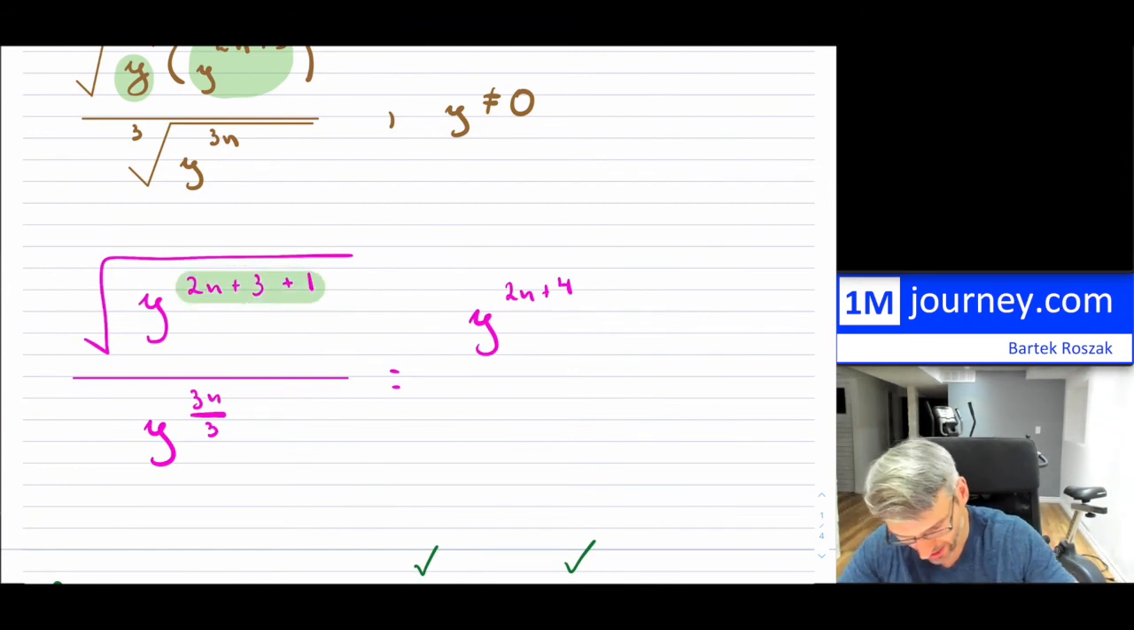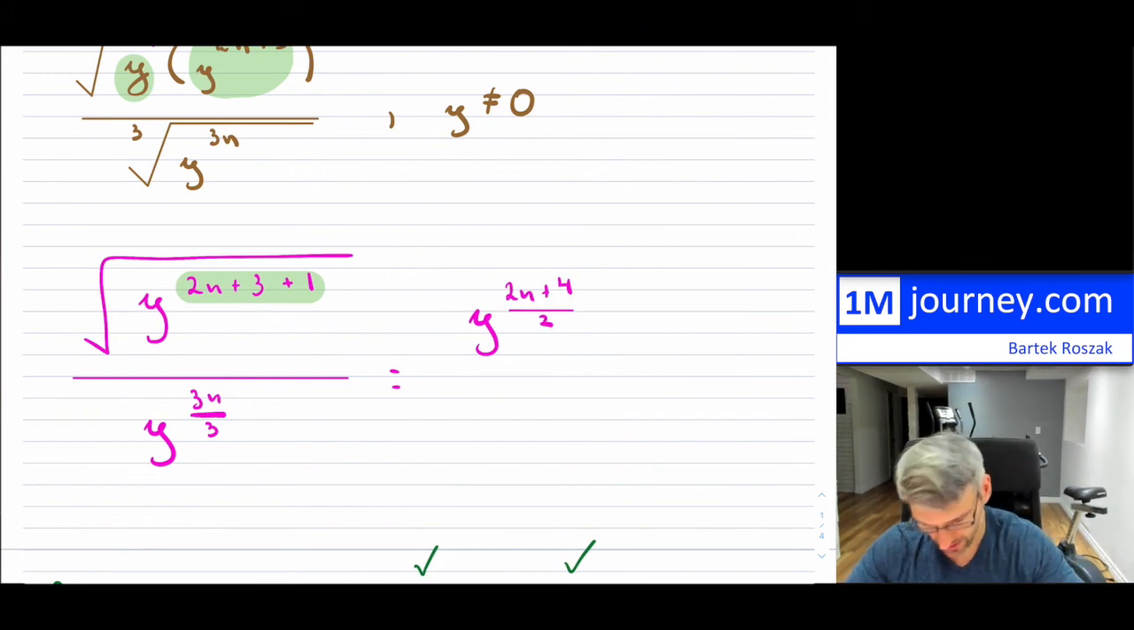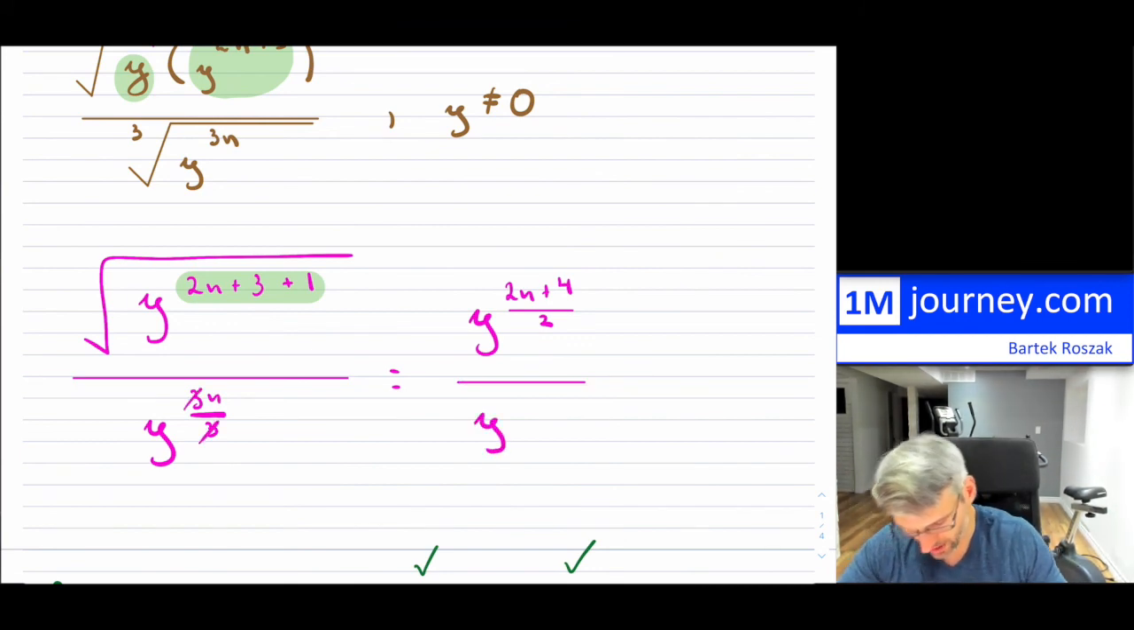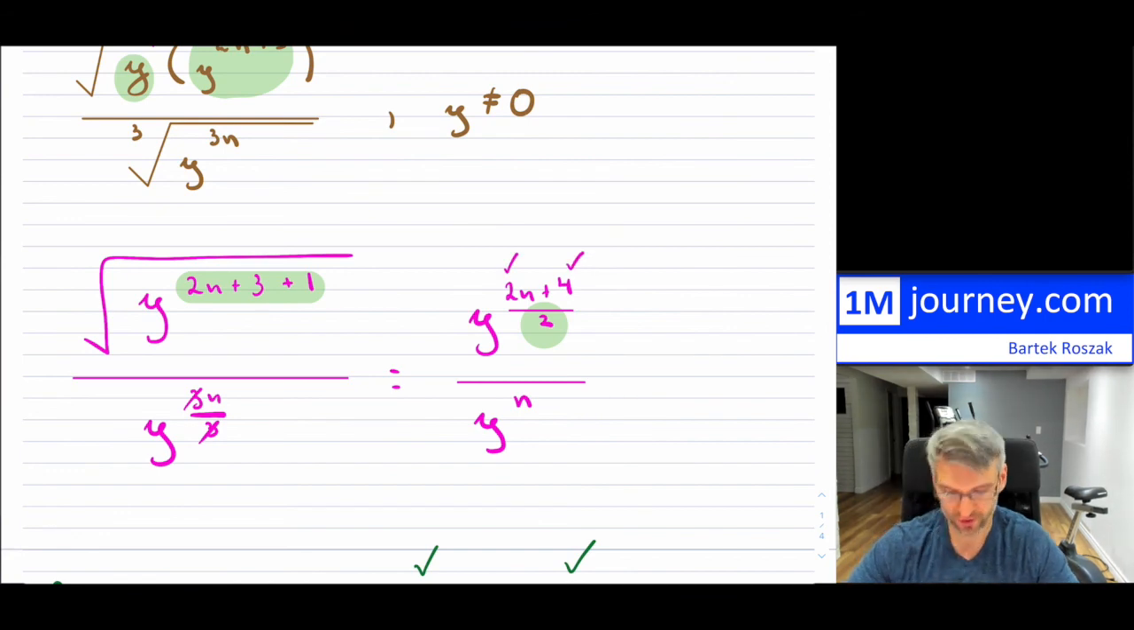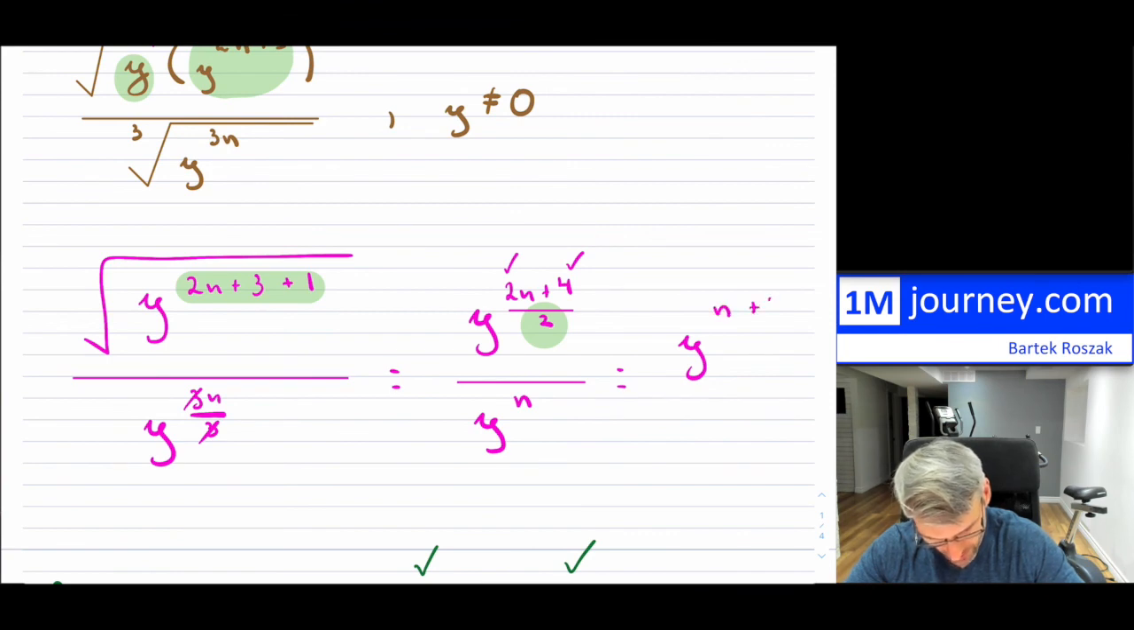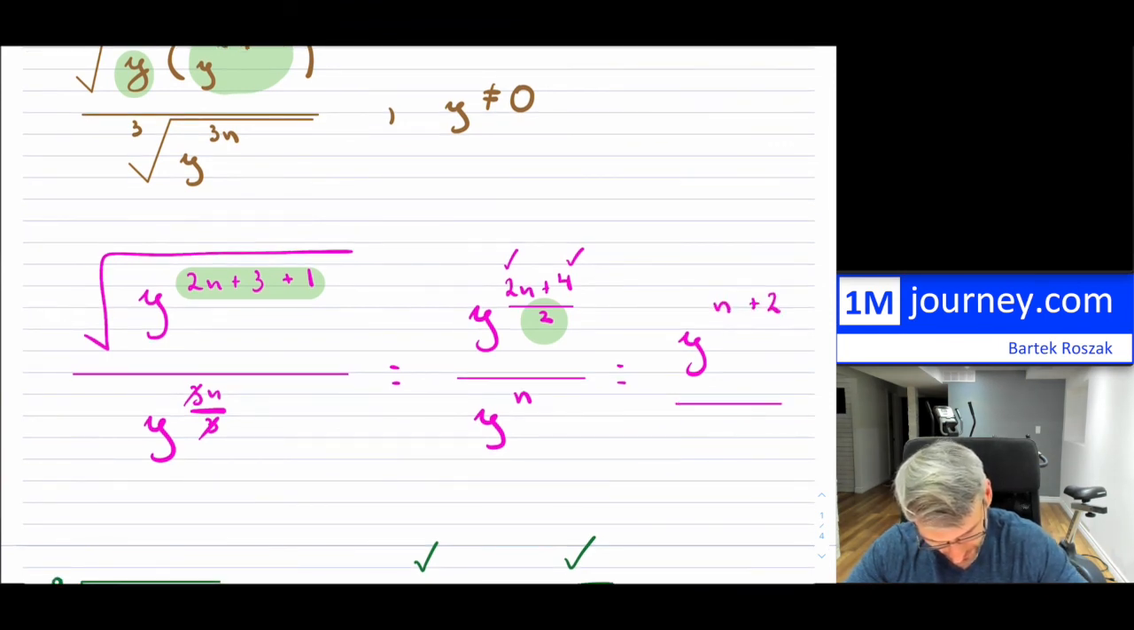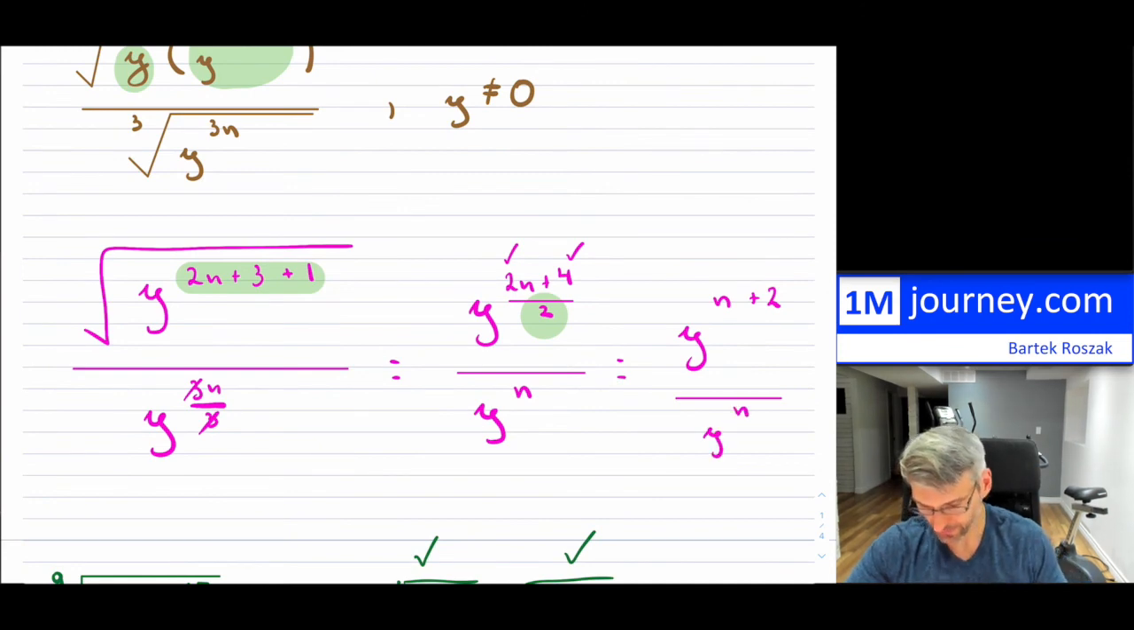Now let's take the radical. Instead of writing the radical, I'm going to write it as a fractional exponent, like this. So this is what I have. Now 3 divided by 3, well, it's just 1. So this is going to be y to the n, like that. Now this 2 that you see goes into this 2 and then goes into this 4. So I can simplify this. It's going to be y to the n plus 2 divided by y to the n. So that's what I have right there.